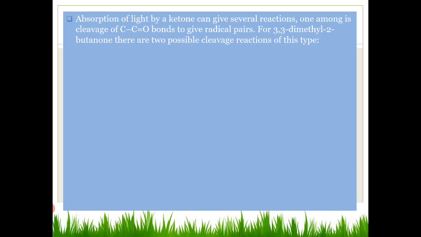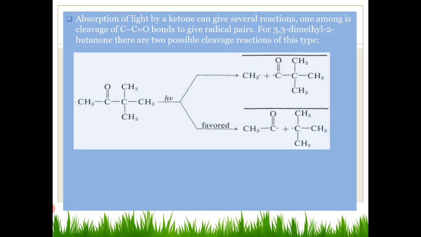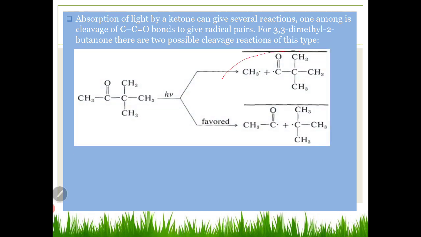So if you look at the spectra in detail, absorption of light by ketone can give several reactions. One among the most predominant is the cleavage of the C-C(O) bond to give radical pairs. For 3,3-dimethyl-2-butanone, there are two possible cleavage reactions of this type. So this is one possibility, the other possibility is this, but the second one is more favored.